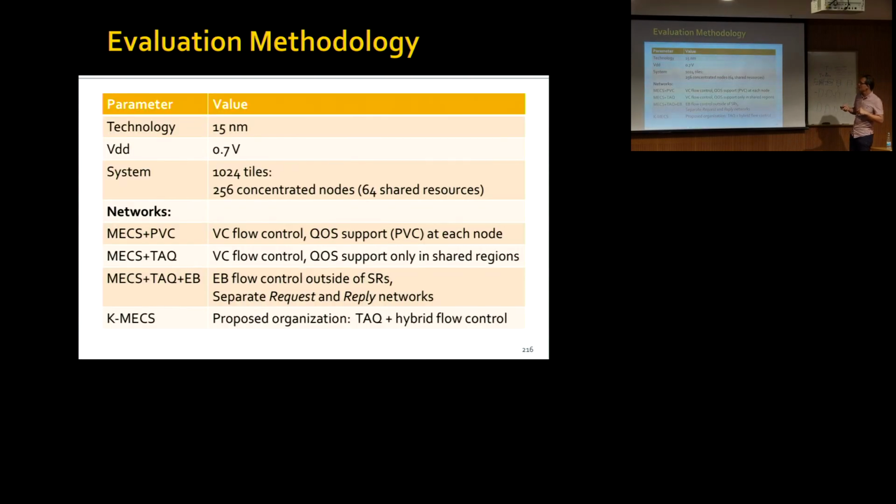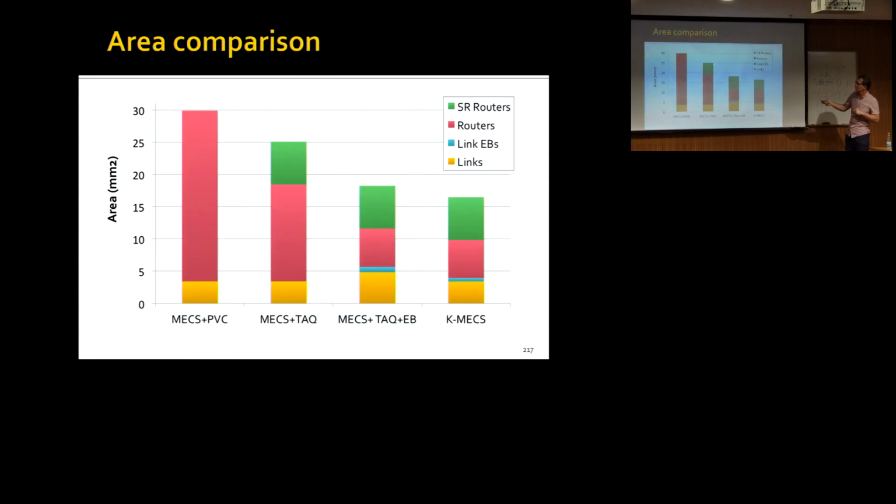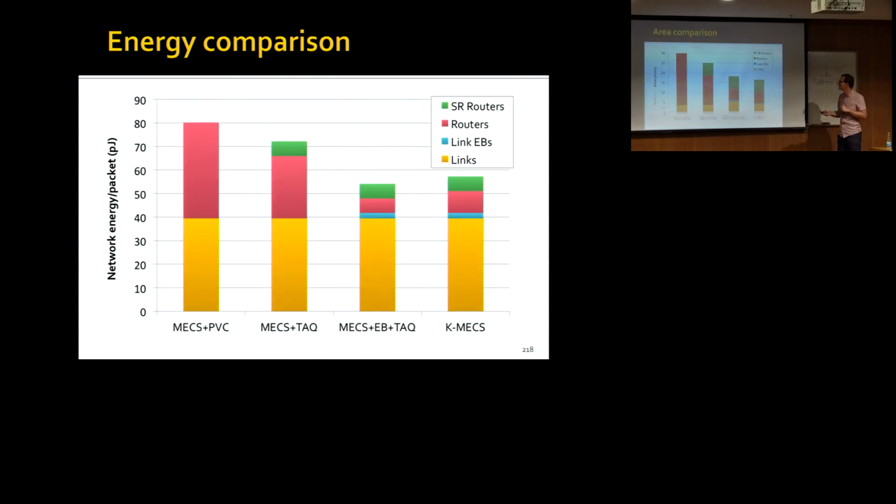Yeah, these are the shared region routers. We should have called them quality of service routers, actually. So once you support quality of service in some, they consume something. But now you can optimize the other routers significantly because you don't need to have stringent guarantees. And the paper goes into a lot of detail. You can take a look at that.